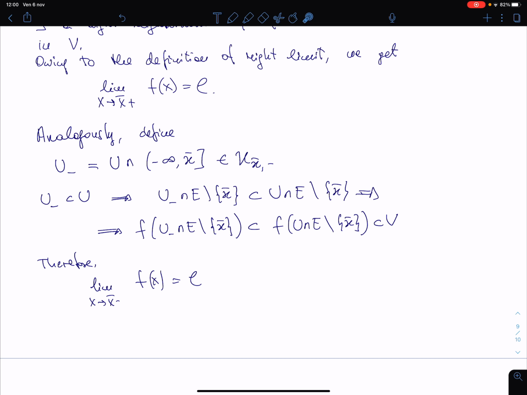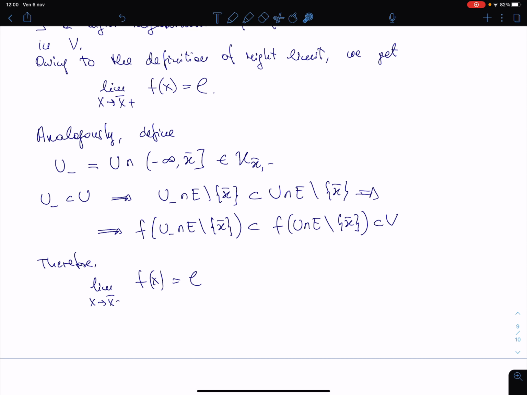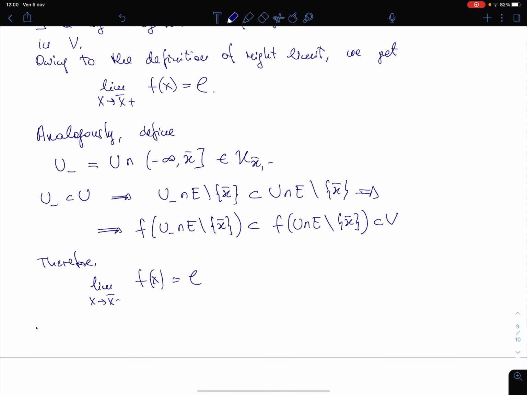So, thanks to these two limits from the right and from the left, we conclude this part of the theorem, and the first part of the theorem is proved. So let us go to the second part of the theorem.